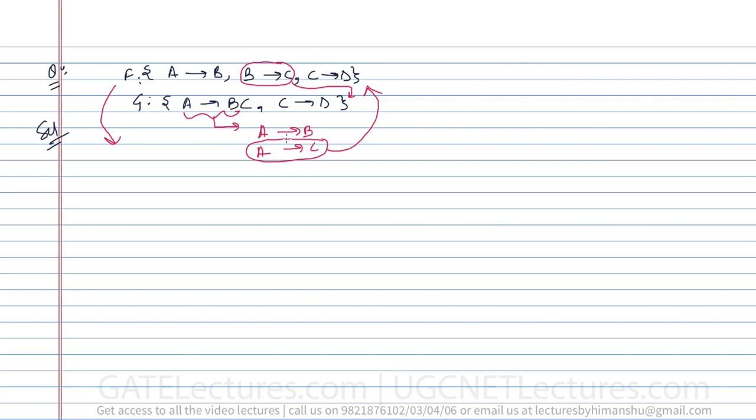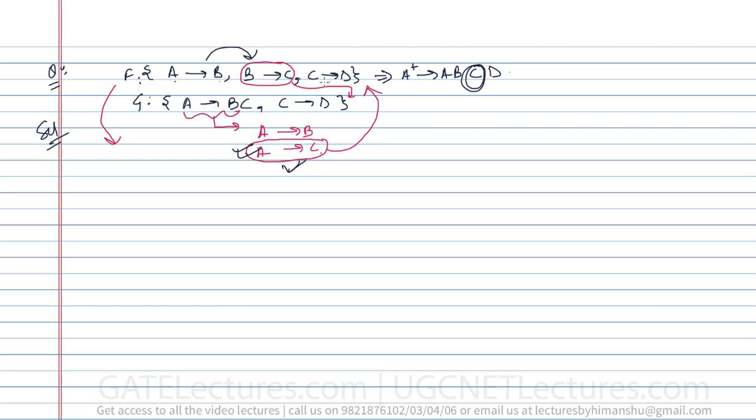So let us do one thing. If you want to make sure whether this is present or not, take A closure in F. If you take A closure in F, you get A derives AB, with the help of B I can derive C, and with the help of C I can derive D. Therefore A can derive C, and you can clearly see it is the transitivity property: A derives B, B derives C, therefore A can derive C. So this is present in F.